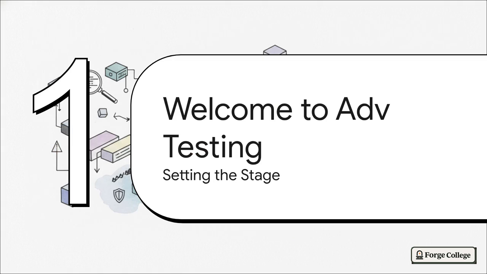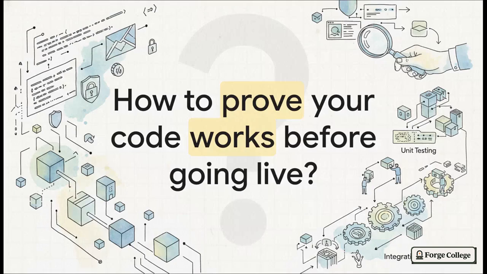All right, Section 1. Welcome to Advanced Testing, setting the stage. So how do we prove our code actually works before going live? Look, deploying an untested or poorly organized smart contract is literally like driving a car off a cliff and just hoping the brakes somehow work on the way down. It's wildly risky. We need a highly structured, reliable way to ensure safety. And that brings us right to the two foundational testing strategies you're going to use inside your Foundry workflow.